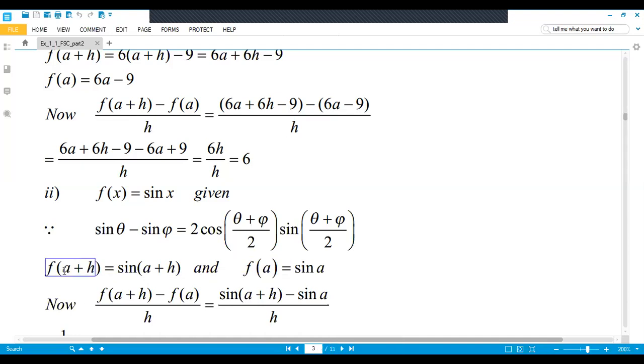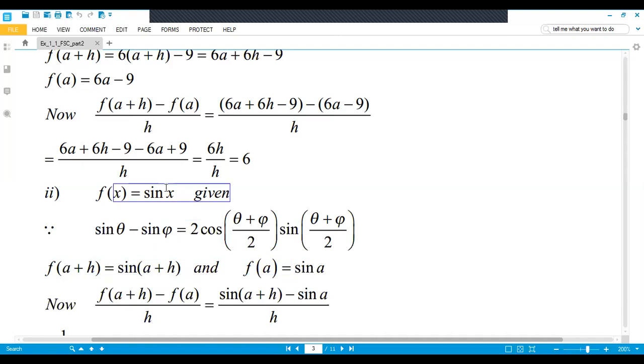First, we are going to find f of a plus h. Then we find f of a. And then we find this equation, f of a plus h minus f of a, divided by h. So to find f of a plus h, in place of x, what do we put? In place of x, we put a plus h. Look, where we find x, there we put a plus h. And for f of a, we get sine a.